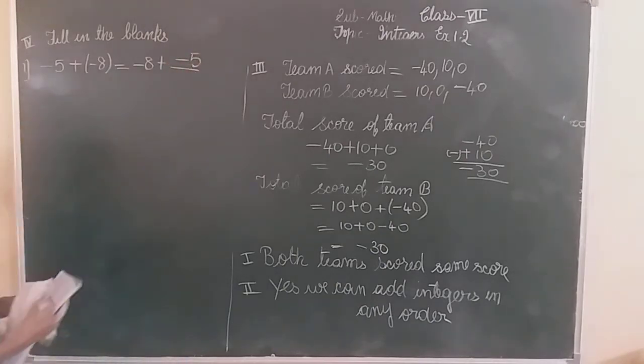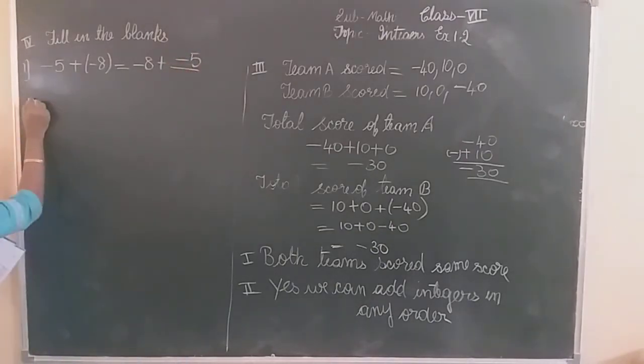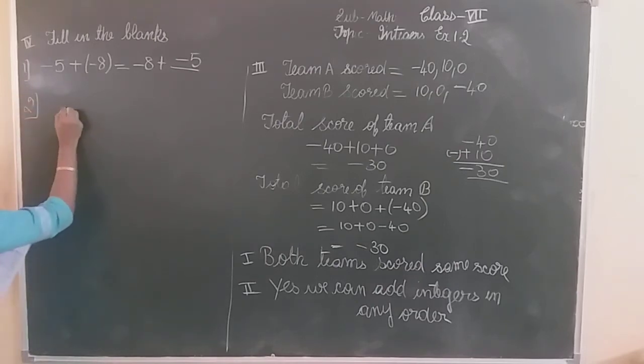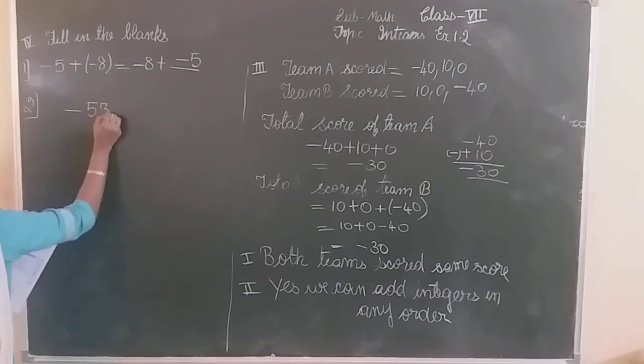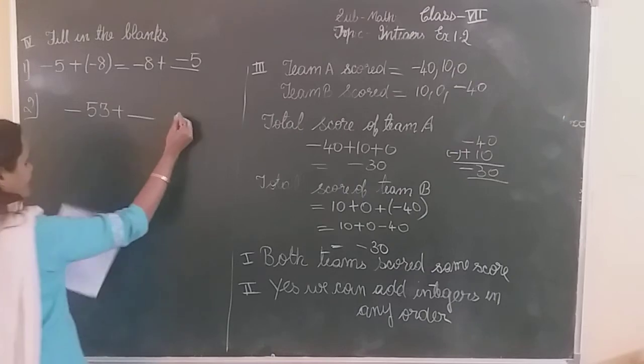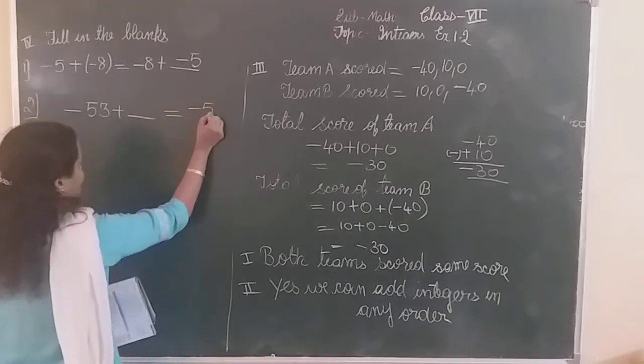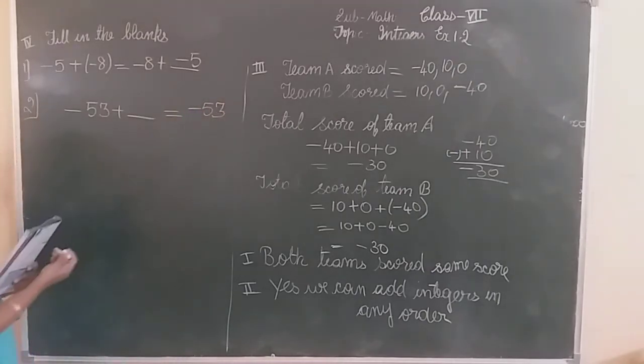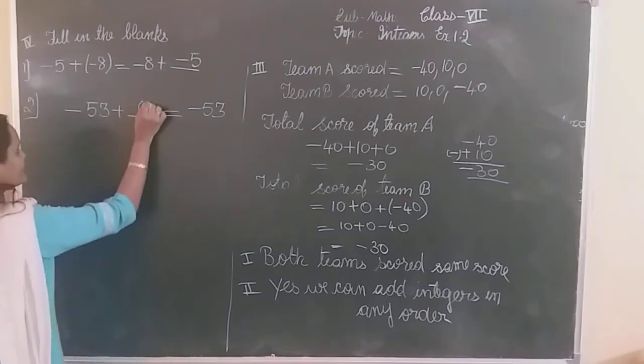That's it. Okay. The second one. Minus 53 plus dash gives you minus 53. Which is that number which, when you add to a number, gives the same number? It is 0, right? 0 is having which identity? Additive identity. So the answer will be 0.